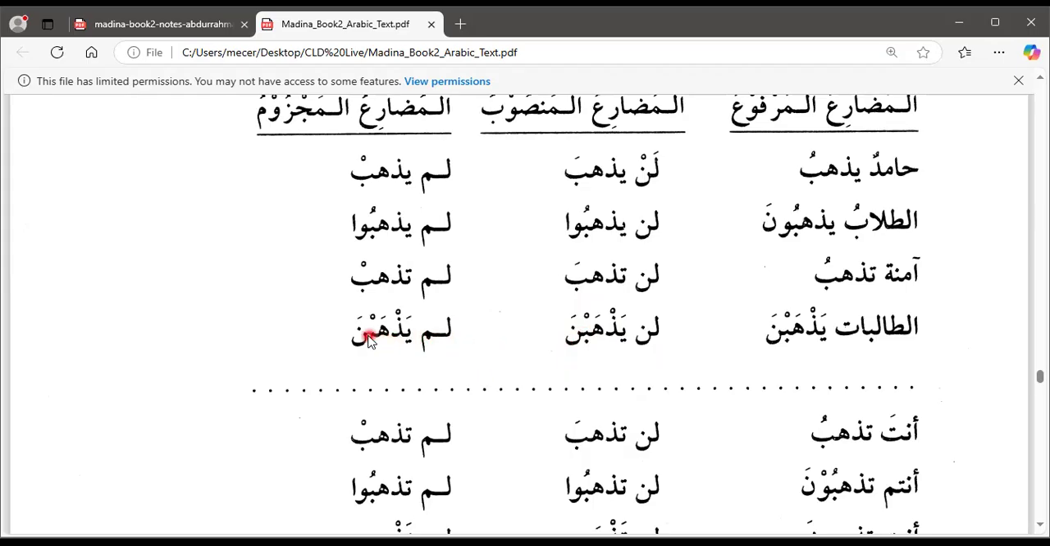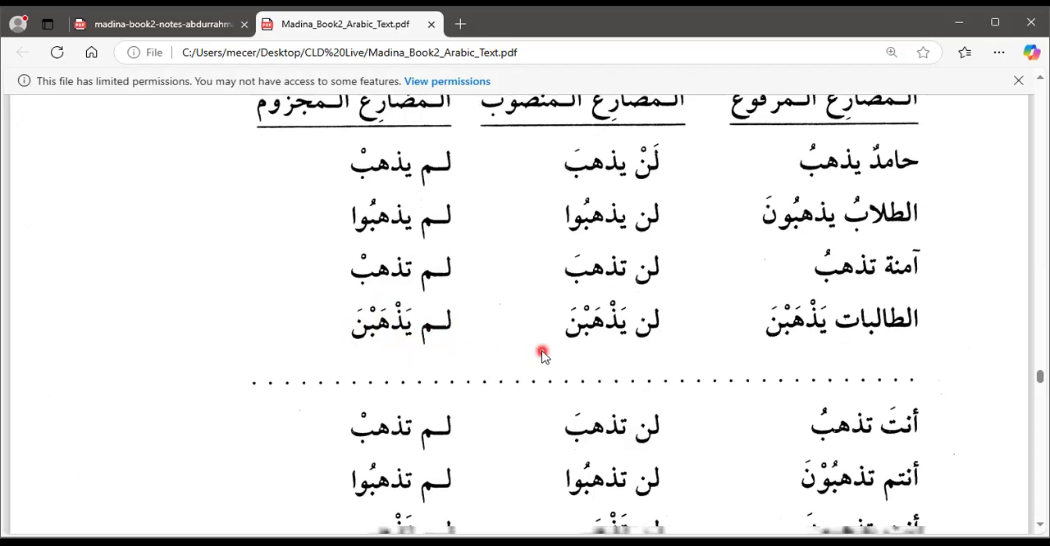Lam yadhabna. Now we have lam. In this case, it is fi'l mudari' majzumun. This is a fi'l mabniyun ala sukun. The reason for it being majzumun must then be lam. It is preceded by a particle of jazm.